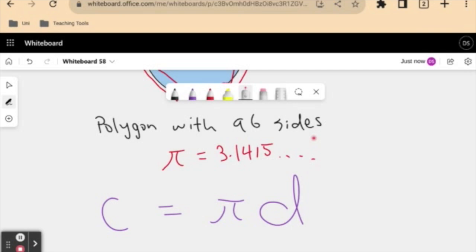Now, in the next video, we're going to look at just some examples of applying the formula we have just derived. And then in future videos, we're going to look at not only the perimeter or the circumference of the circle, but also the area of the circle.